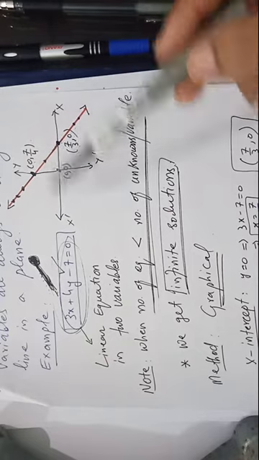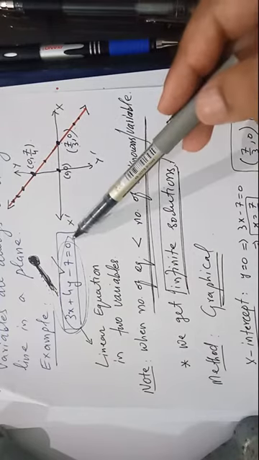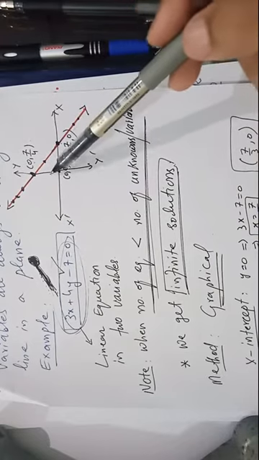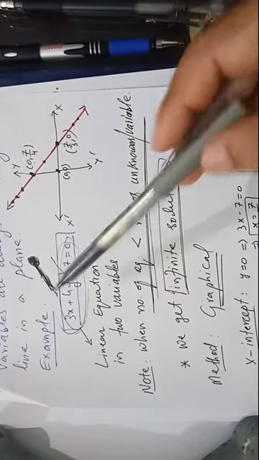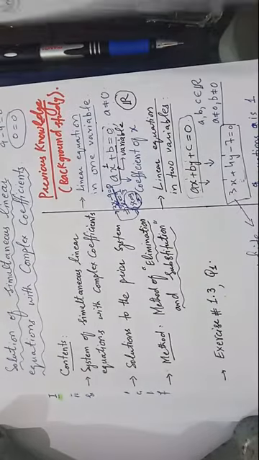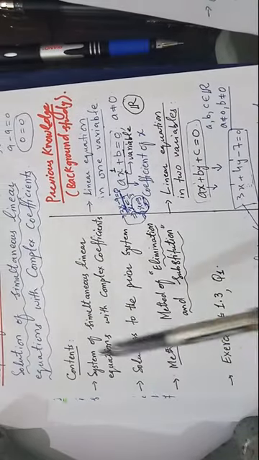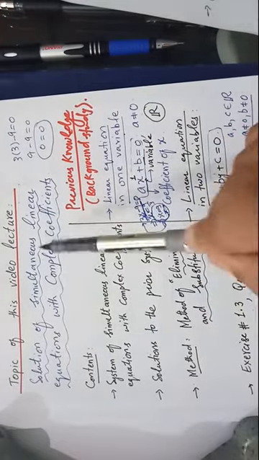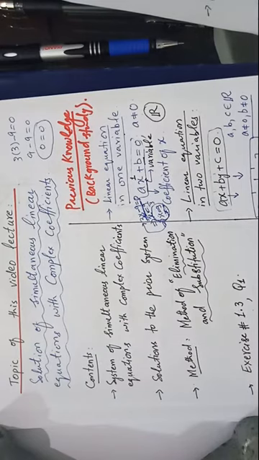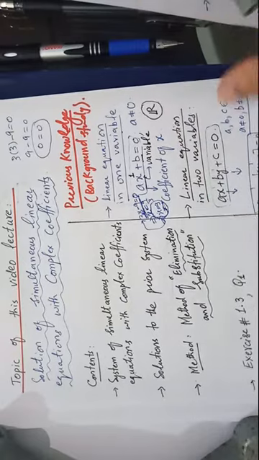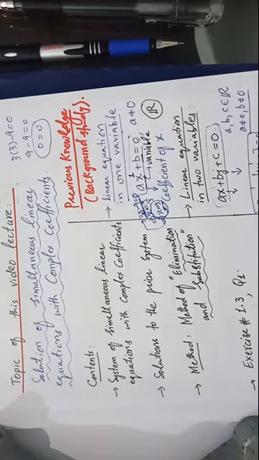This is the graph of this equation, and all the points that lie on it will be the solution of this equation. This is the background knowledge which is necessary for this topic, solution of simultaneous linear equations in two variables. One point I want to discuss now, and then in the next video lecture we will discuss the rest, because it would become too lengthy if I discussed the whole thing in this video lecture.